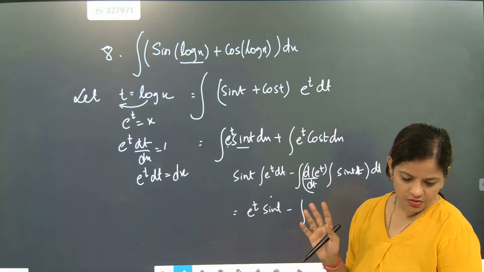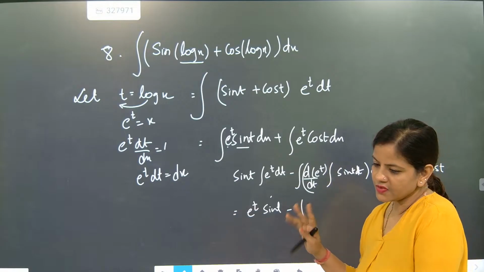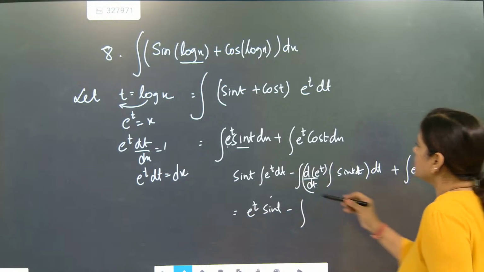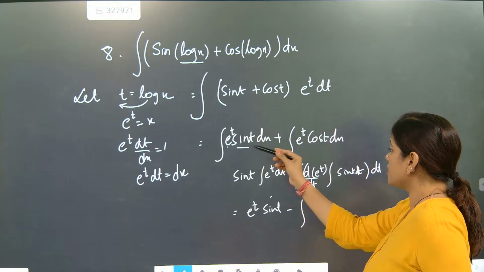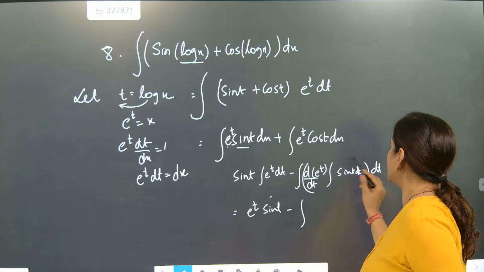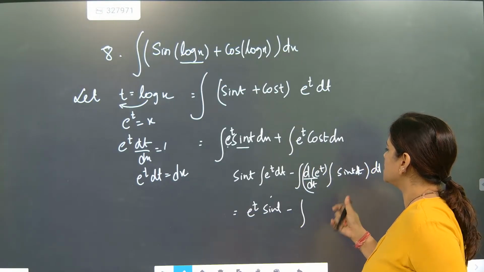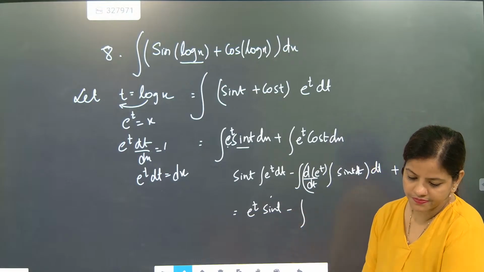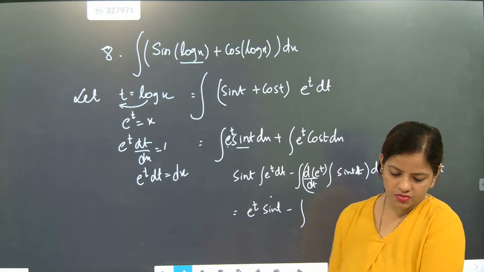Is the question a mistake or did I do it wrong? The question is correct only. Minus and minus will get cancelled, it will become plus. Check this one out, because here I tried to solve by integration by parts. This part should come e to the power t sin t, and the integration of sin t will become cos t. Check the answer. f dash x is coming as cos t.